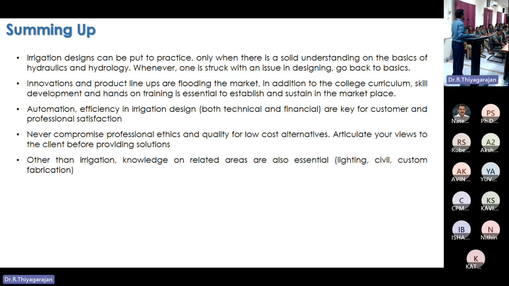Innovations are always necessary. You have a lot of products lining up in the market, so each and every year there will be new launches. You will always see advertisements with new, improved, whatever catchy words. Everything will have a small change. But you should keep abreast of the changes that are happening and try to use the best one for you.